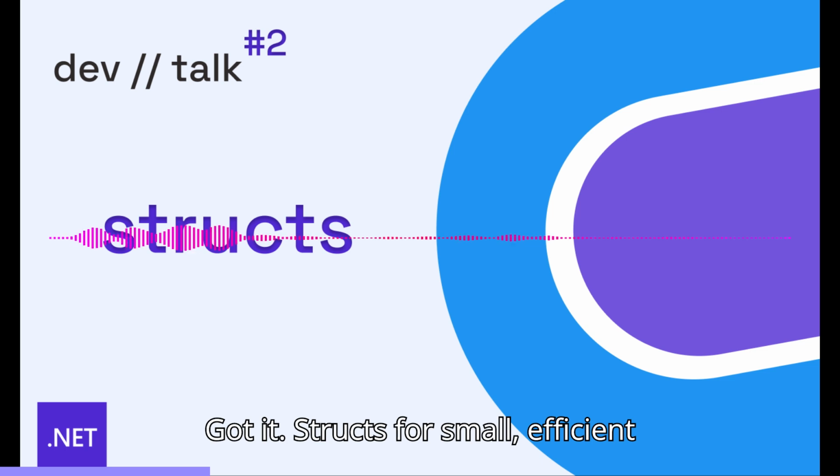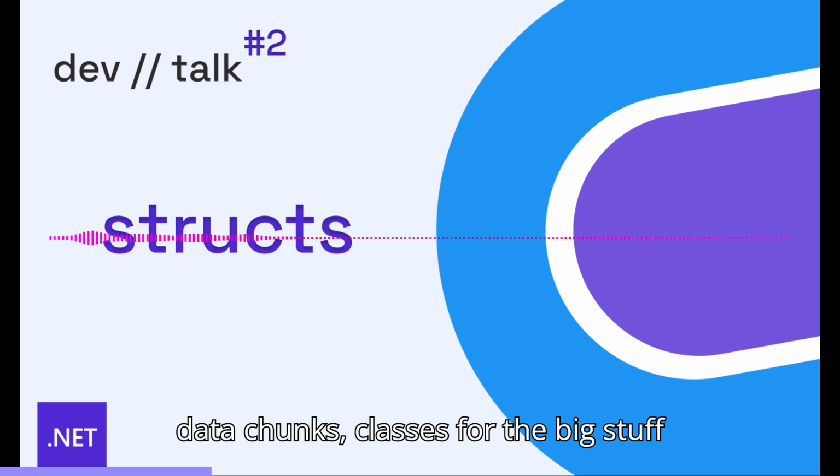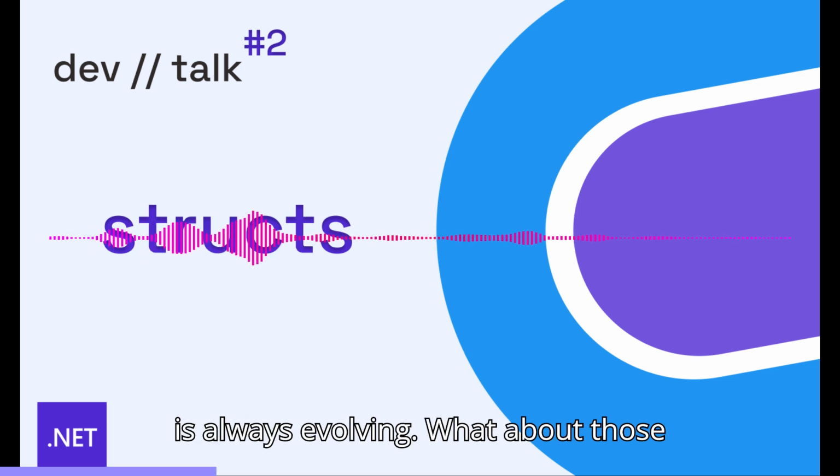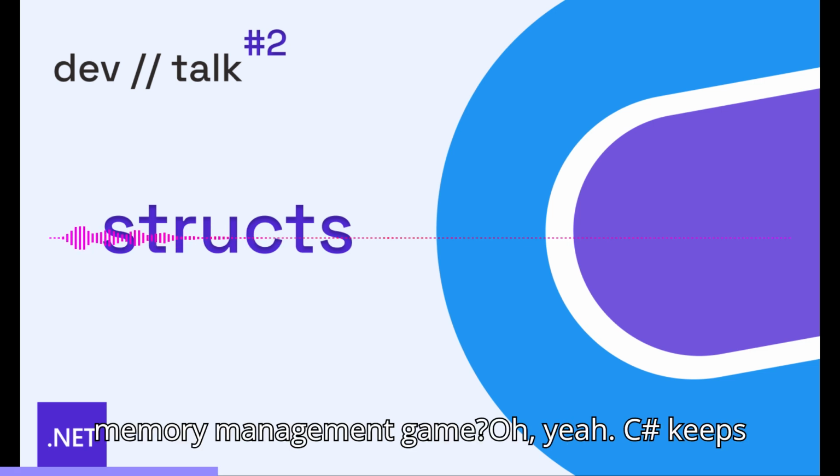Got it. Structs for small, efficient data chunks. Classes for the big stuff with lots of behavior. But C# is always evolving. What about those newer features that play into this whole memory management game?